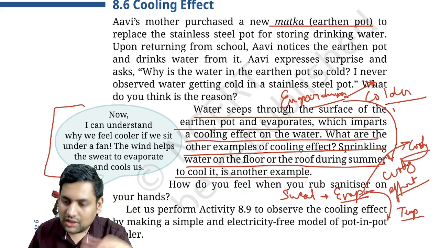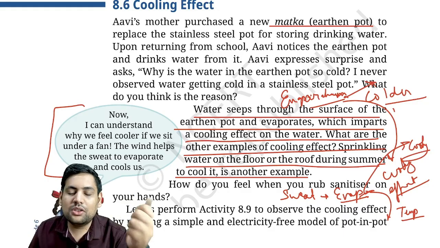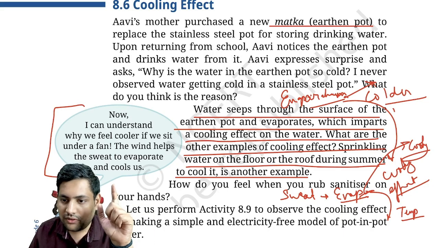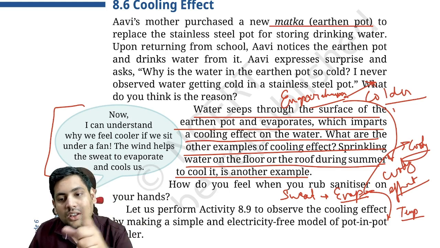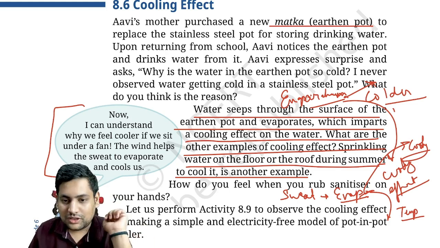Same is the reason why earthen pots make your water cold. Because there is evaporation, a small amount of water is evaporated, but from that, all the remaining water becomes colder. Okay.